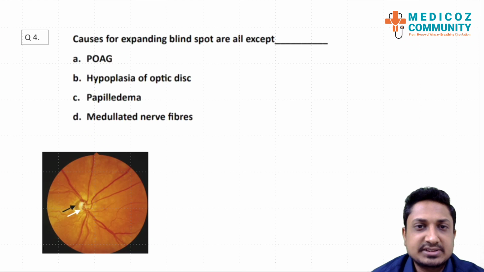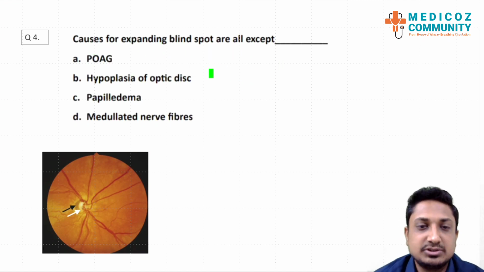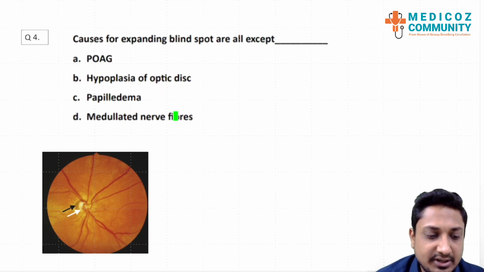The question asks, what are the causes of expanding blind spot? They are saying the causes of expanding blind spot are all except. So we have to find out which is not the cause of expanding blind spot. Is it A, POAG, that is primary open angle glaucoma? Is it B, hypoplasia of optic disc? Is it C, papilloedema? Or is it D, medullated nerve fibers? So what is your answer?